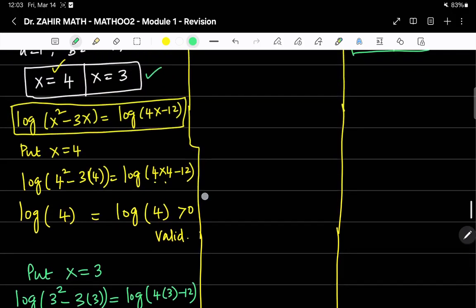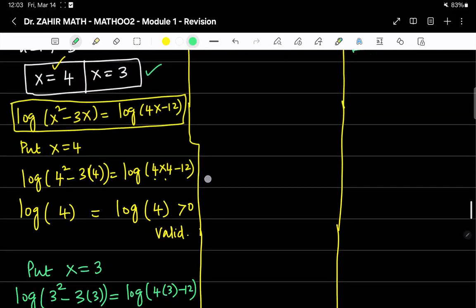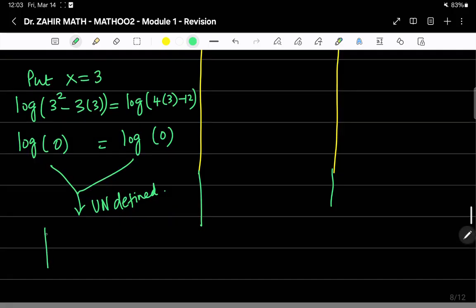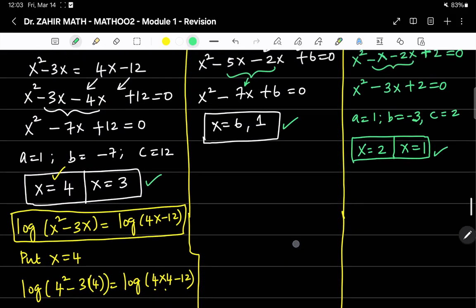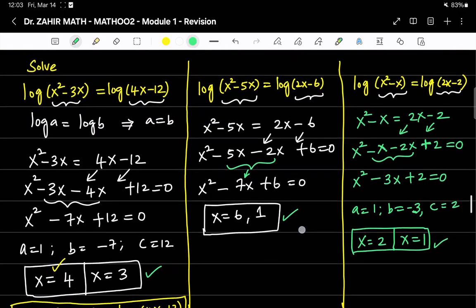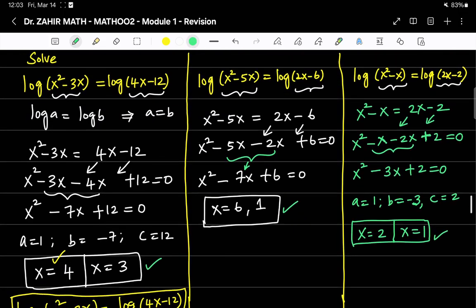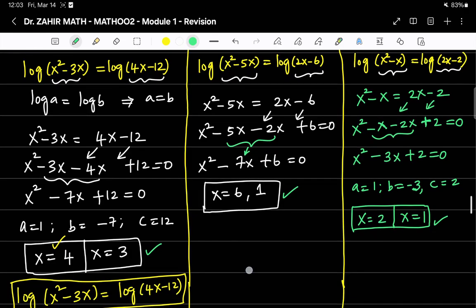So even though you have two answers for this question, your final answer will be only x is equal to 4. This is your answer. So this is the extra step you need to do to check whether your answer is correct or not, whether the equation satisfies or not. You should make sure whether your solution satisfies the equation with all the properties of logarithms. Okay, right.